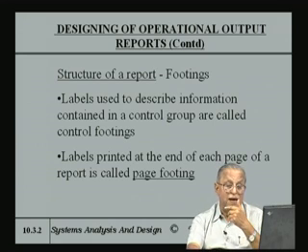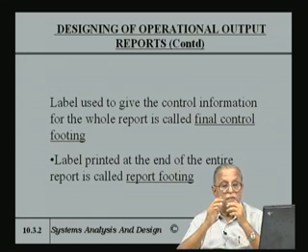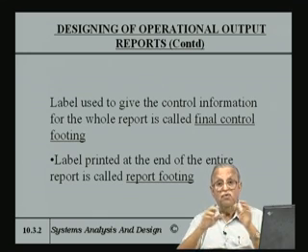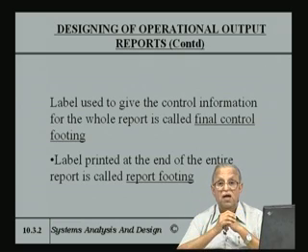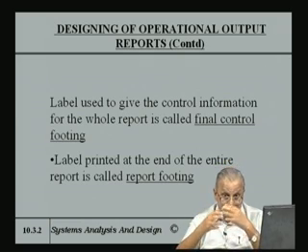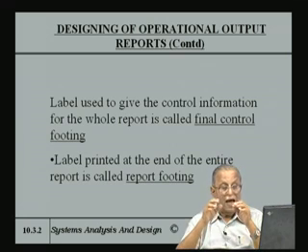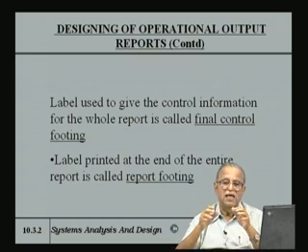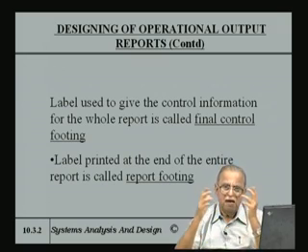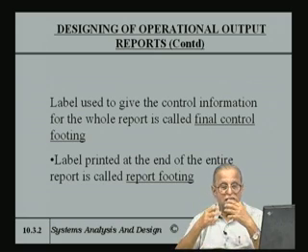Because the last batch may be some odd number in any case. Labels are used to give control information for the whole report, called final control footing. That is, at the end of the report, you have final control, which consists of the entire data which has been printed. A label printed at the end of the entire report is called report footing. These are kinds of terminologies which have been used for many years, from the day data processing started.